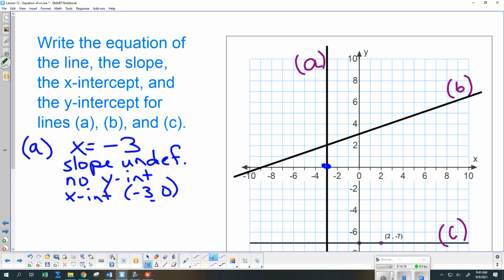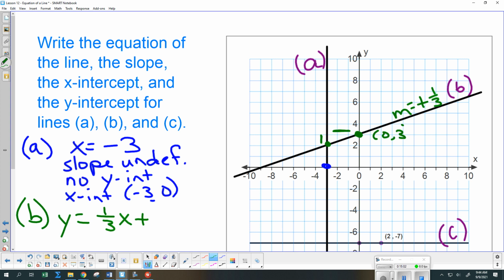Let's take a look at B next. That one has a positive slope. As we look at that one, it goes through (0, 3), and we also have this point right here that it goes through. So it has a positive slope, and it goes up 1 and across 3. So positive 1/3. So I can say on this one that y equals mx plus b: 1/3 x plus my y-intercept right here, which was (0, 3), so plus 3.